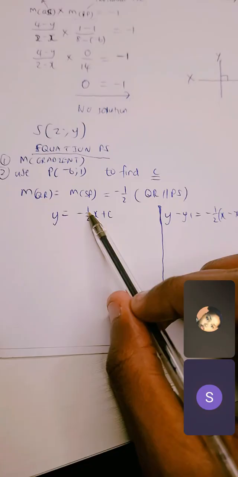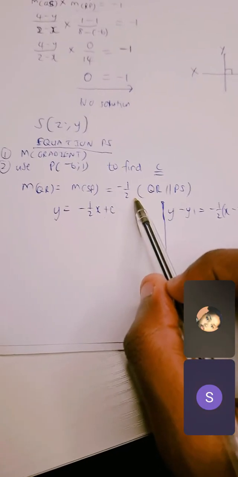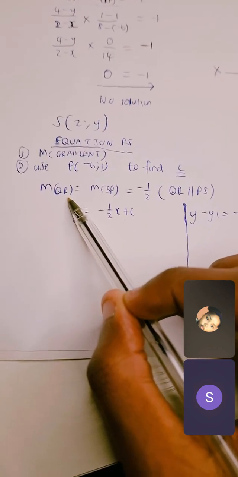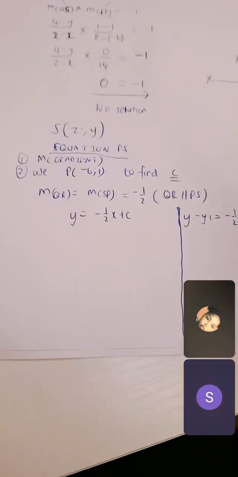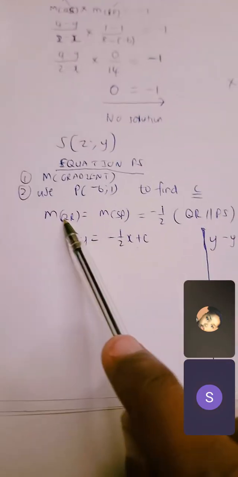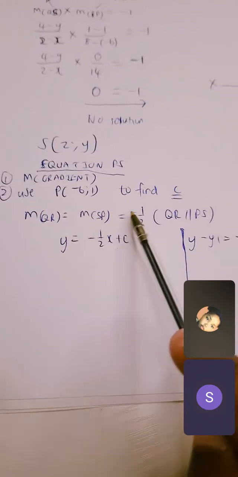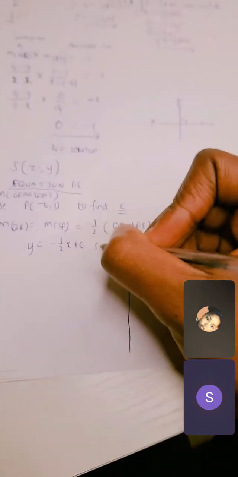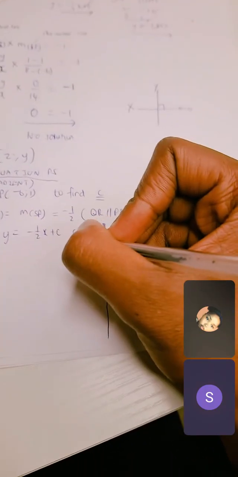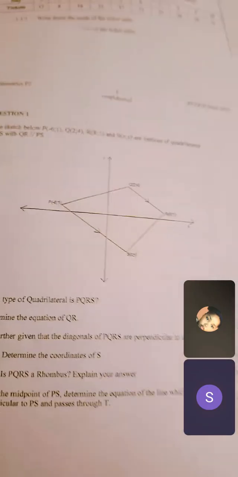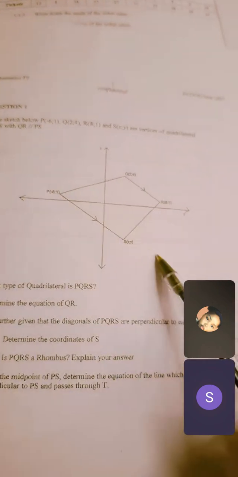y is equal to -half x plus c. We have the gradient of PS because we know the gradient of QR, because the lines are parallel. QR we got earlier from calculation as -half. So the gradient of QR is equal to the gradient of SP, which is equal to -half, because QR is parallel to PS. So y is equal to -half x plus c. We substitute which point? P, -6 and 1. This point. Yes, sir. So that we can find the equation of this line.